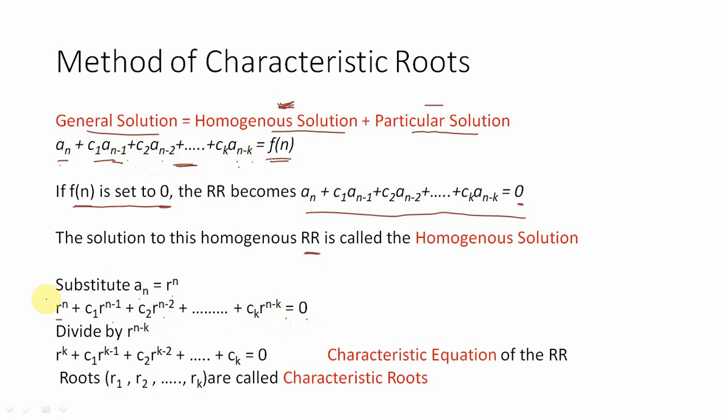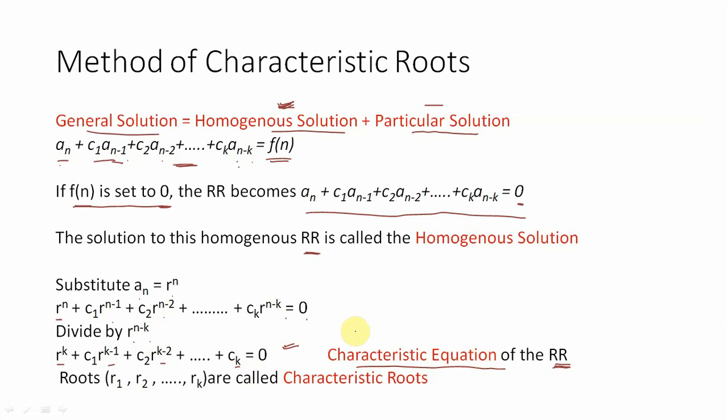Now we divide this entire expression by r to the power n minus k. If I have r to the power n and I divide it by r to the power n minus k, I get r to the power k. So this reduces to r to the power k plus c1 r to the power k minus 1 plus c2 r to the power k minus 2 up to ck is equal to 0. This equation is called the characteristic equation of the recurrence relation. It might seem a little cryptic, but just wait for the examples. It will become clearer.